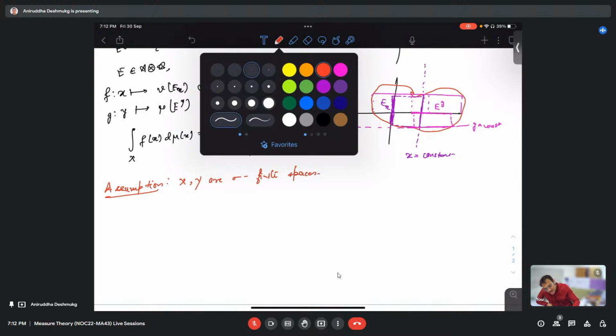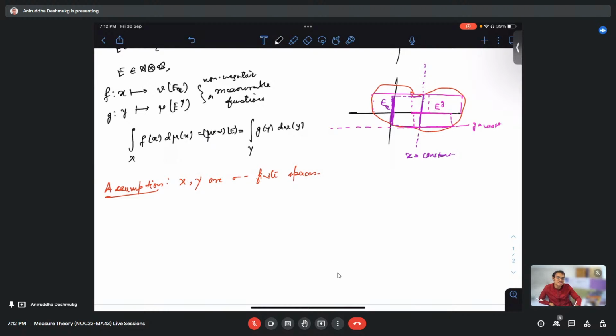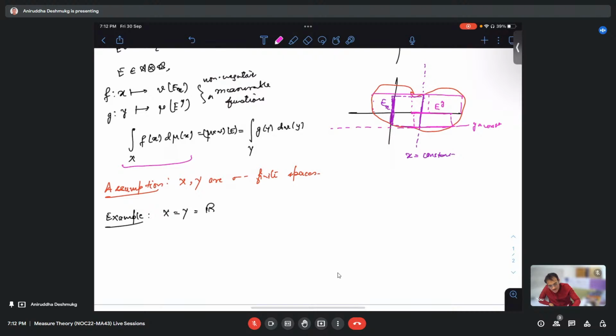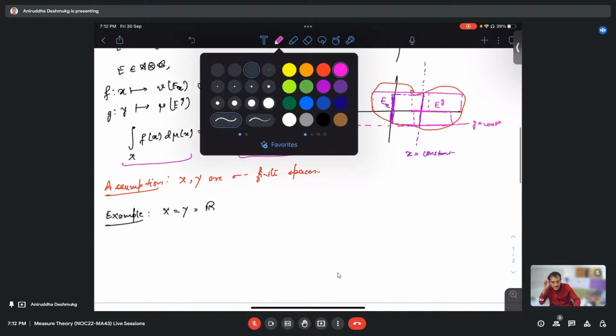So one really expects a counterexample when we consider that at least one of them is not a sigma finite space. So let us look at that example first, and then we will proceed to looking at other examples. Let us consider X and Y both as the set of real numbers. But now what I will do is I will consider two different sigma algebras on R. I will consider two different measures on R. One of them will not be sigma finite, and we will see that these integrals themselves are not equal. Forget about being equal to the measure of E. These integrals themselves will not be equal.